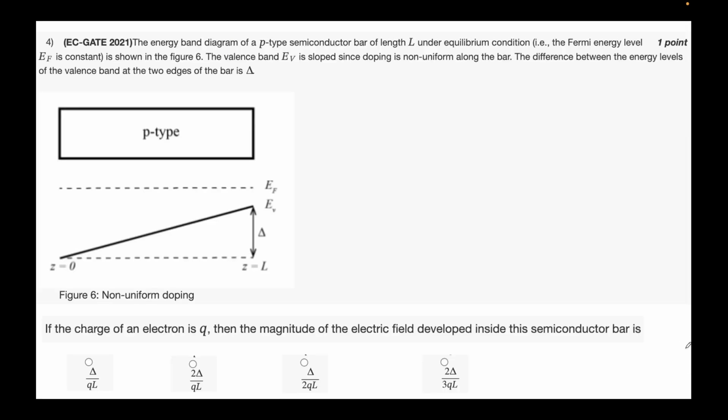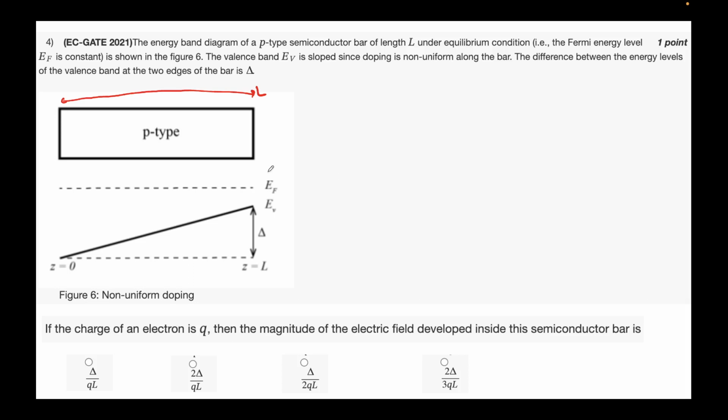Okay, so let's read this problem. It's a GATE problem. It says that the energy band diagram of a p-type semiconductor bar of length L under equilibrium condition is shown in this figure. So this is a p-type semiconductor and its length has been given as L. It's under equilibrium. So how do we say it's under equilibrium? The question itself answers that. The Fermi energy level is constant. You see the EF dotted line, this is constant. So for any semiconductor that is at equilibrium, EF has to be constant.